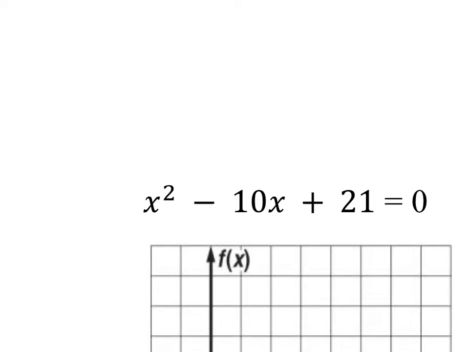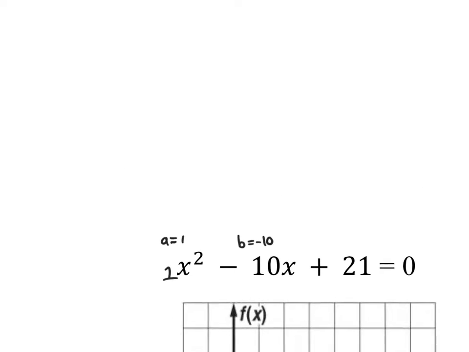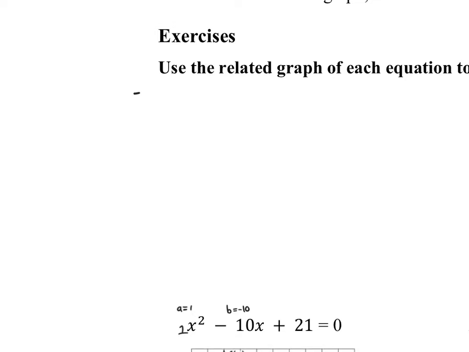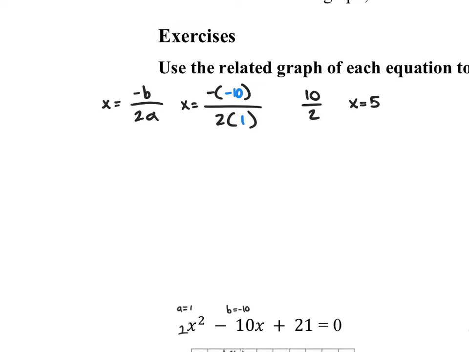I've got a b value of negative 10. I've got an a value of an invisible 1. So let's do our formula of negative b over 2a, because that's going to tell us the x-coordinate of our vertex. So we'll plug in negative 10 for b, we'll plug in 1 for a, and we'll get 10 over 2. The x-coordinate for our vertex is 5.